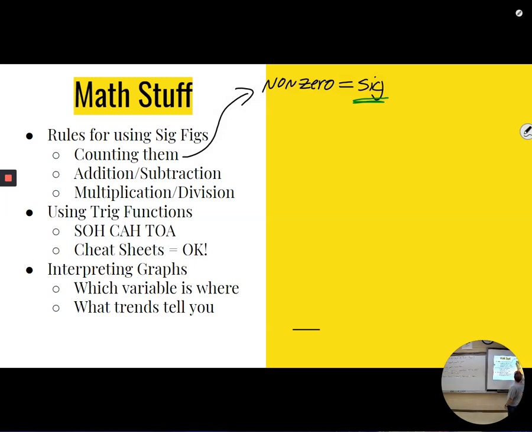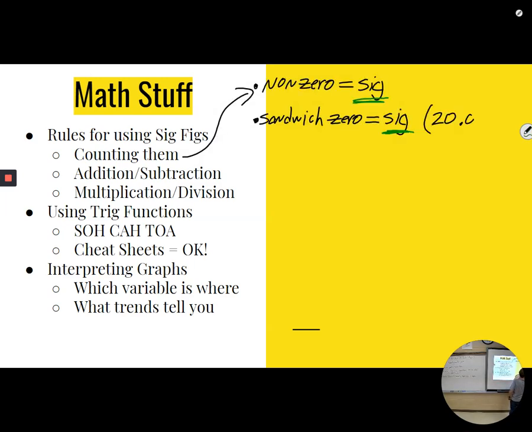If it is a sandwiched zero, let me put a little line on that. Are they significant or not? Yes, they totally are. So for example, if I've got something like 20.07, the 2 is significant and the 7 is significant because they're non-zeros, but these 2 zeros make up a zero sandwich, and now he looks like a scary clown. But both of those zeros, since they're sandwiched between non-zeros, we consider them as sig figs.